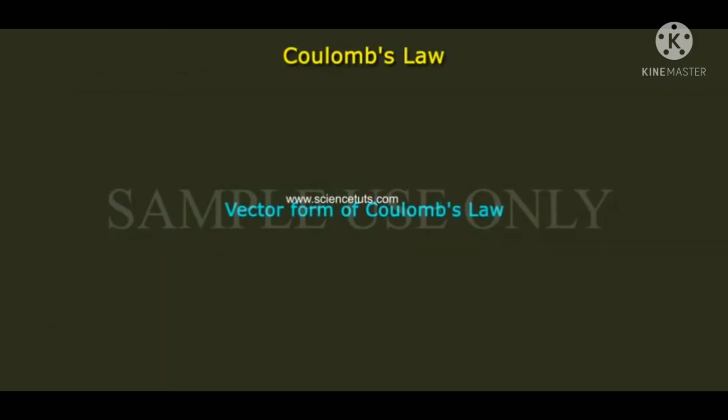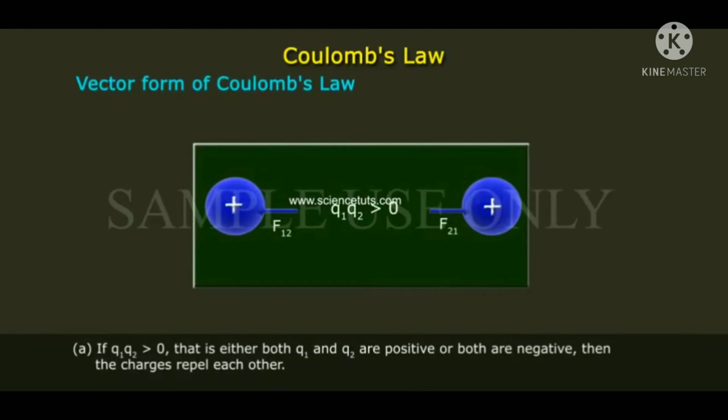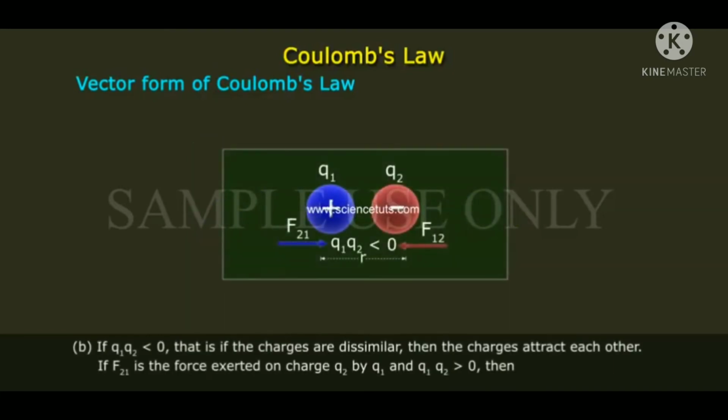Vector form of Coulomb's law. A. If Q1 Q2 is greater than 0, that is, either both Q1 and Q2 are positive or both are negative, then the charges repel each other. If Q1 Q2 is less than 0, that is, if the charges are dissimilar, then the charges attract each other.